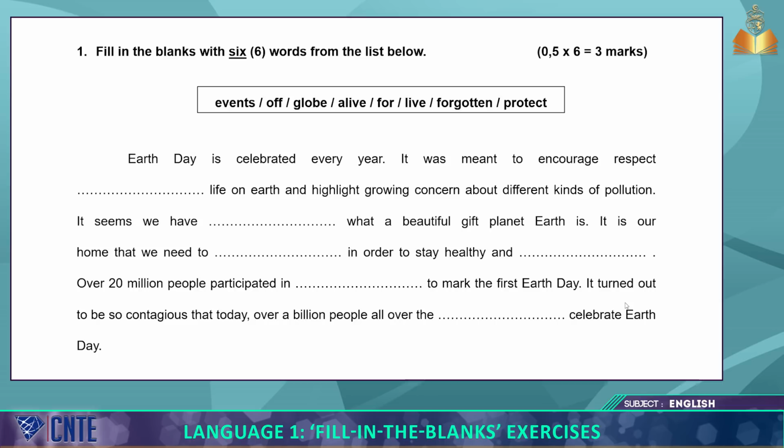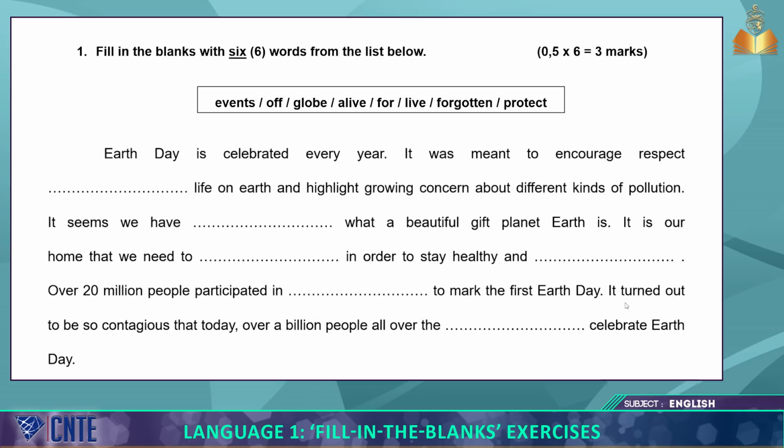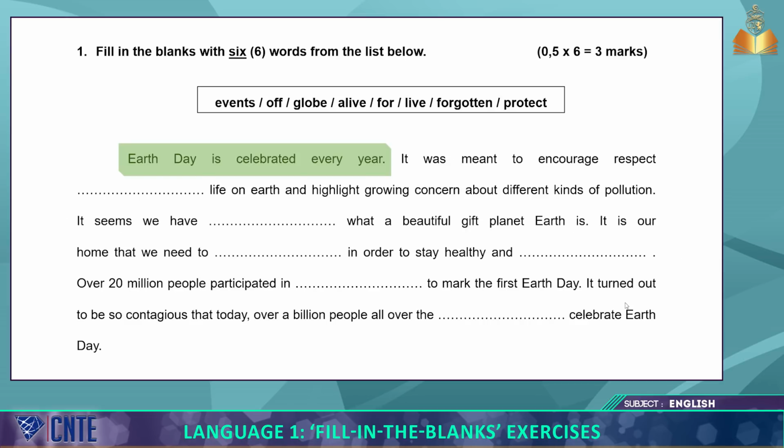After that, read the paragraph attentively to understand what it is about. By the way, you must have noticed that the first sentence is always left complete. This is because it gives you an idea about the context of the paragraph. So make sure you understand it very well.